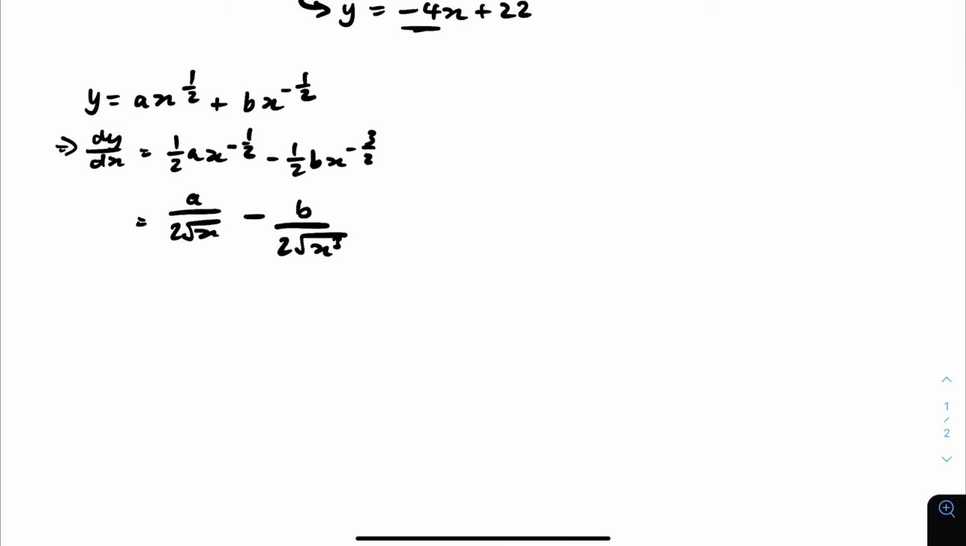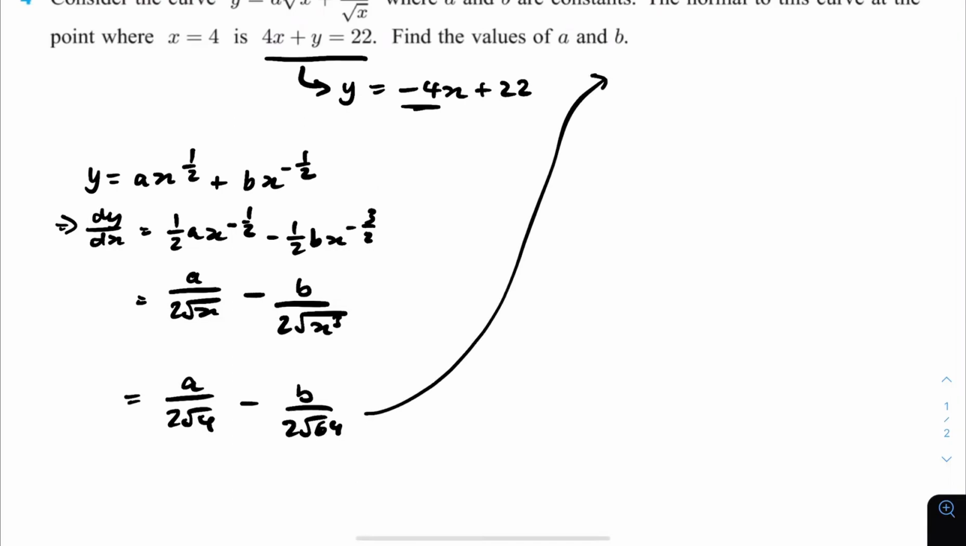Okay, so now from here, we can substitute 4 in to get the gradient of the tangent to this curve, which becomes a over 2 root 4 minus b over 2 root 64, which is just equal to a over 4 minus b over 16. And when we make it into one fraction, we get 16a minus 4b over 64, which is equal to 4a minus b over 16.